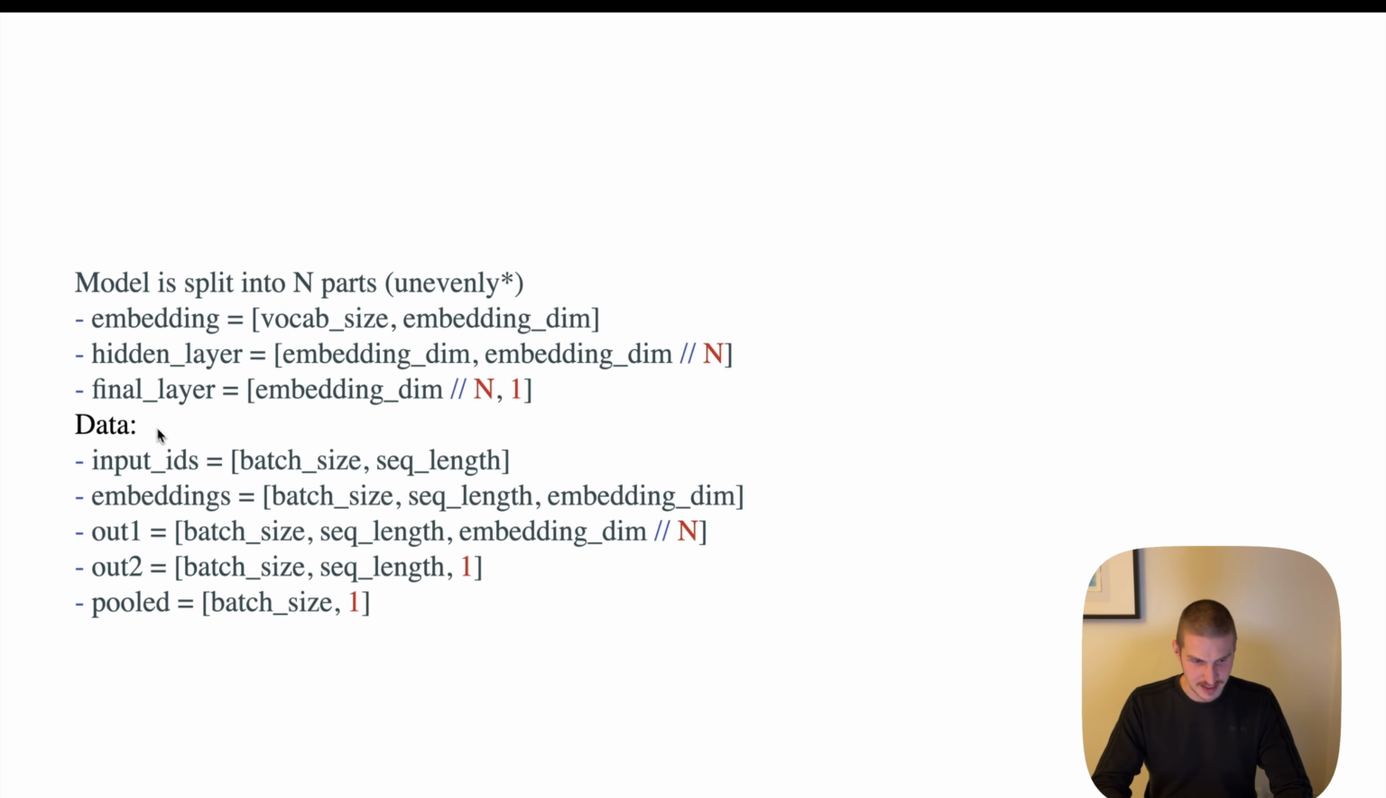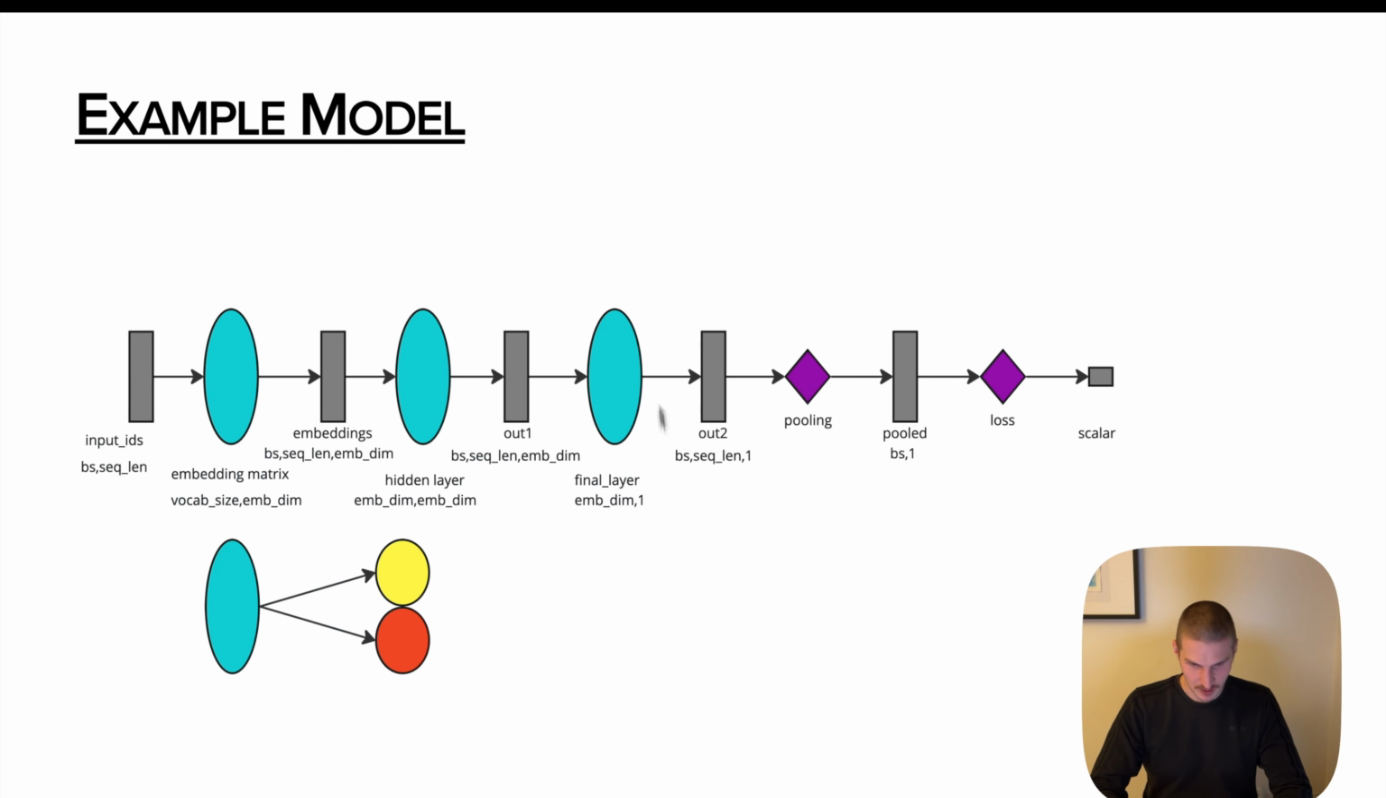And then if we look at the data, input IDs get copied around all the devices. Embeddings, since this dimension is not split, again is getting copied around all devices. And then output of the hidden layer is split. Output of the final layer is not split because there's no embedding dimension here, and so is pooled output. Again, no embedding dimension means that it's not split, means that it's copied around all devices. And this is how I'm going to depict that.